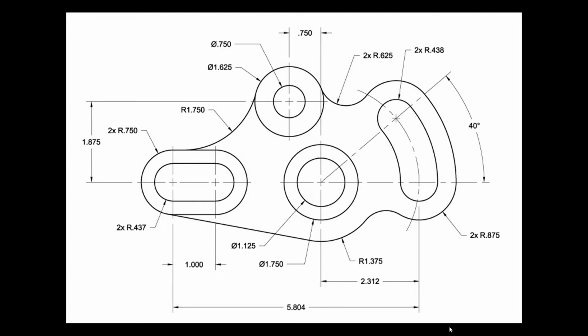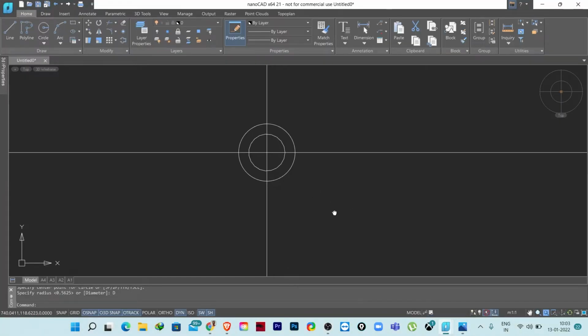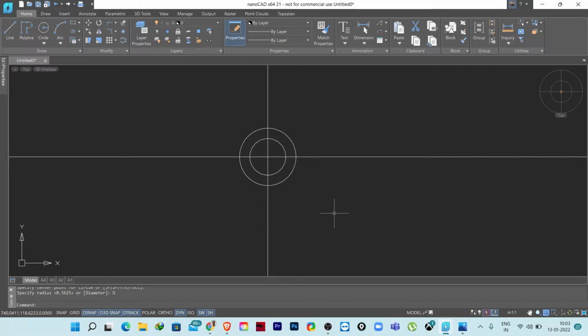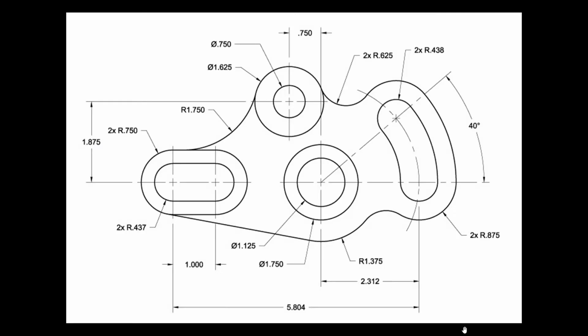Okay, so I will go back to my nanoCAD, and I will press the offset command, O enter. I will give 2.312, right? Press enter. I'll click on the line and I'll give the direction and click. Okay, so 2.312, we have got this line. Now we can draw the outermost line here, which is at 5.804.